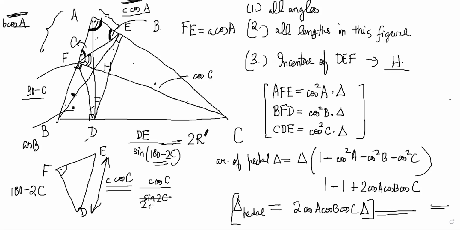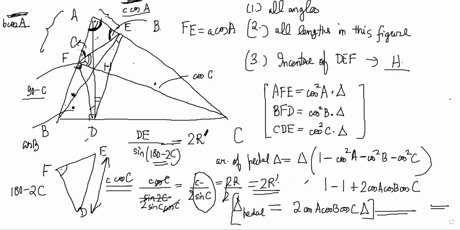So this becomes 2 sine C cos C, and cos C cancels. So this is coming as C by 2 sine C, right? And we know C by sine C is 2R. So 2R by 2. Now we get it. So R dash is R by 2, right?